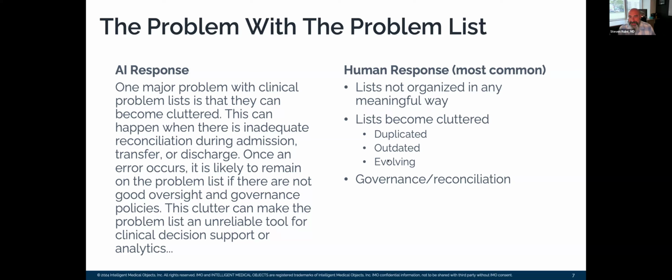We do hear some of the common complaints as well from humans walking the planet, that they're not organized in any meaningful way. They become cluttered in mainly three areas, and we're going to talk about this: duplicative problems, outdated problems, and problems that have evolved into other diagnoses. And again, the governance and reconciliation issue is one that I'm not going to claim to have solved, but I think by some of our solutions, we have at least provided a way for organizations to deal with the governance of the problem list.